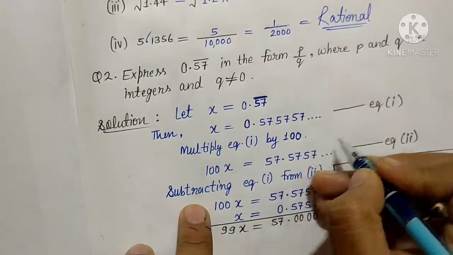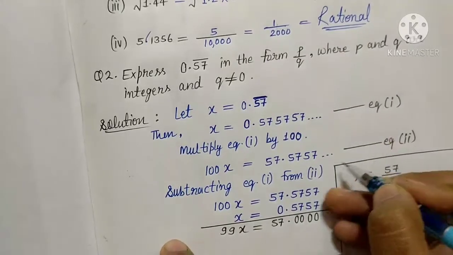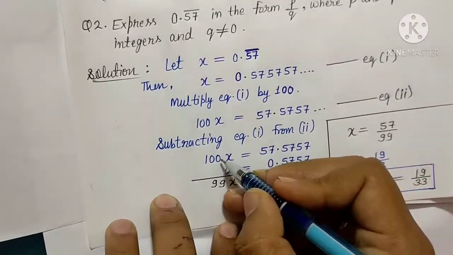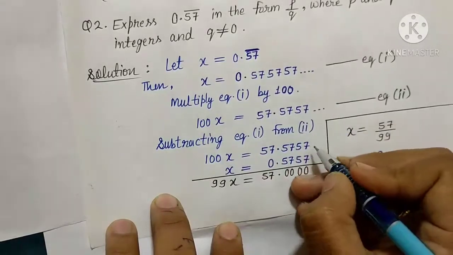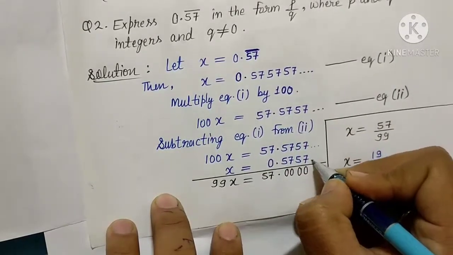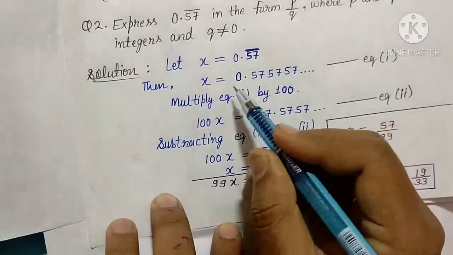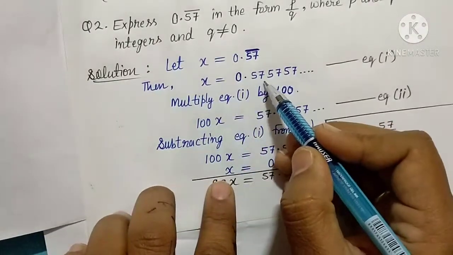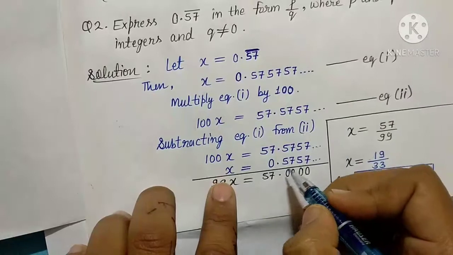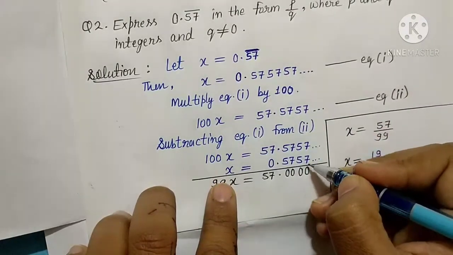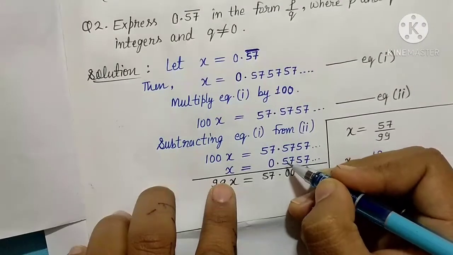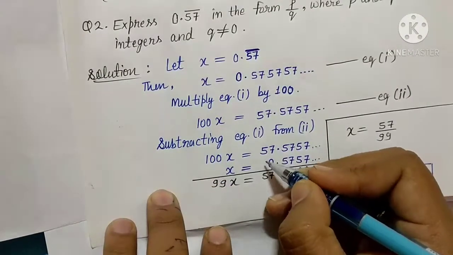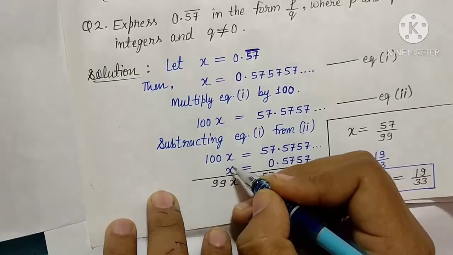Now we will subtract equation first from equation second. Equation second is 100x equals 57.5757 and so on, and equation first is x equals 0.575757. Now subtract: 7 minus 7 is 0, 5 minus 5 is 0, 7 minus 7 is 0, 5 minus 5 is 0, and so on. In the end nothing is there to subtract, so 57 will come downside.